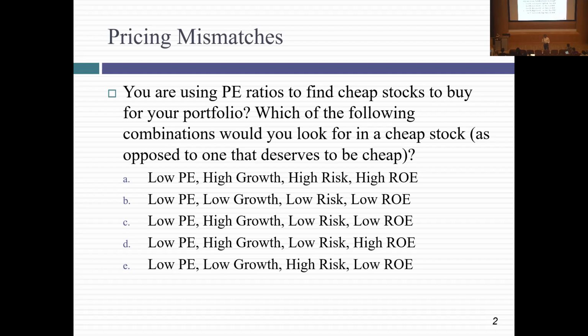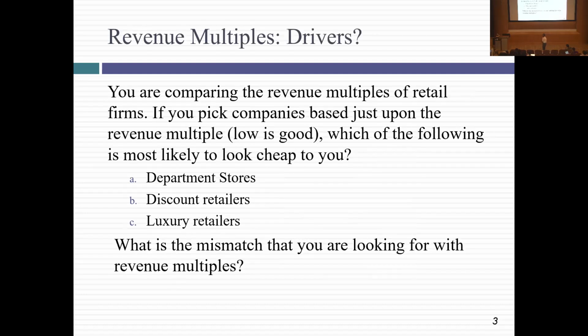I want you to keep thinking about those mismatches because today I'm going to introduce you to 4 other multiples. And with each one, at the end of the multiple, I'm going to ask you for the mismatch: PEG ratios, price to book, EV to EBITDA. Because if you can get that mismatch nailed down, you're 90% of the way to doing pricing right, to asking the right questions.